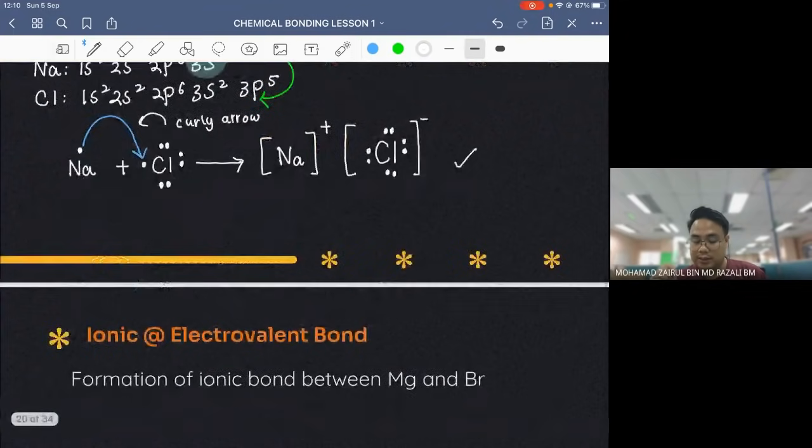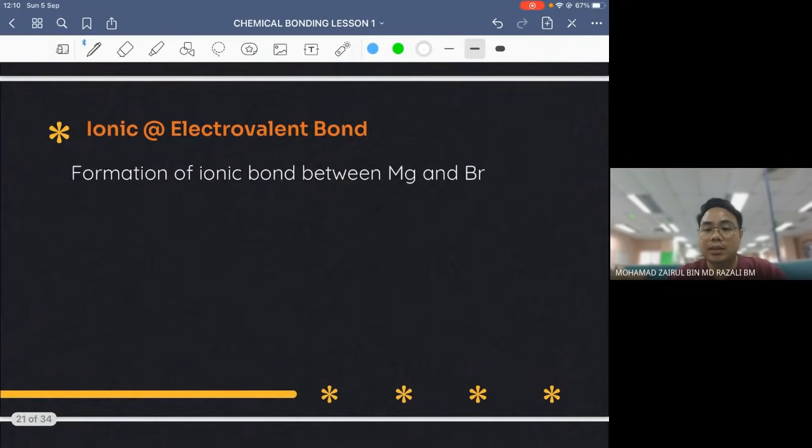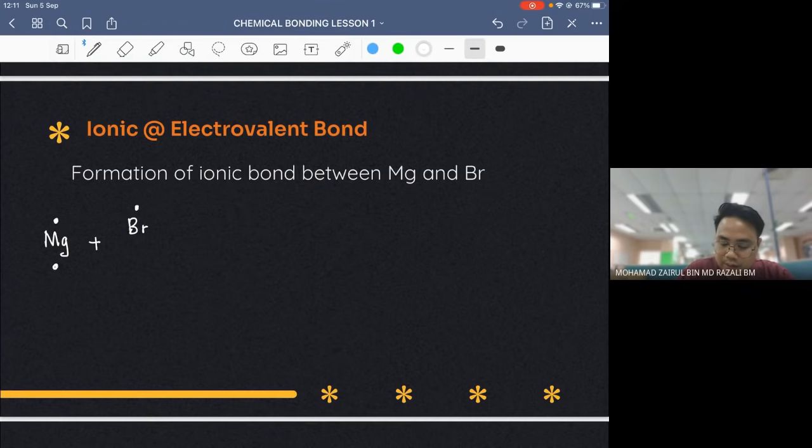Okay, another example is to show the formation of ionic bond between magnesium and bromine. So magnesium is an element from group 2. So that means magnesium has 2 valence electron. So dia ada 2 dots. While bromine is an atom from group 17. So maknanya bromine dia ada 7 valence electron. So in order to achieve stable octet configuration, the magnesium needs to donate 2 electron to bromine.